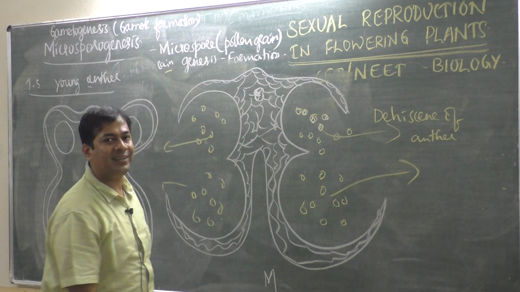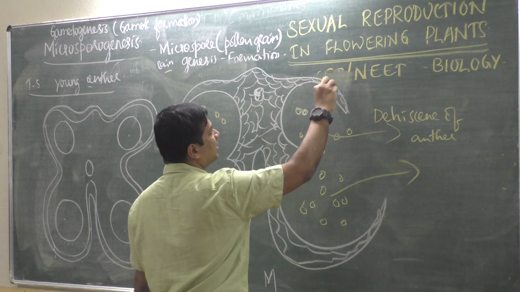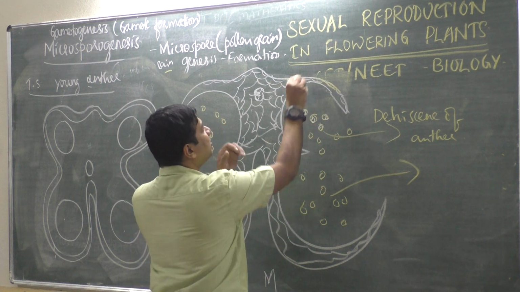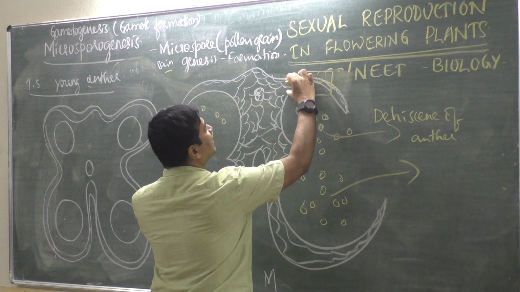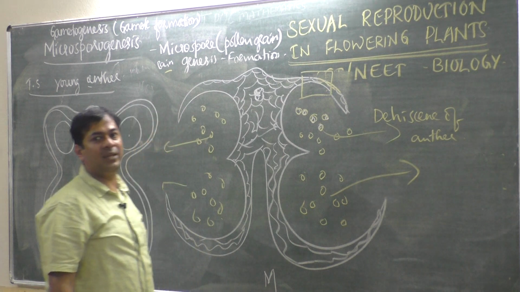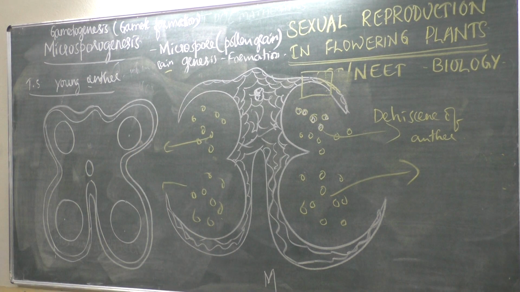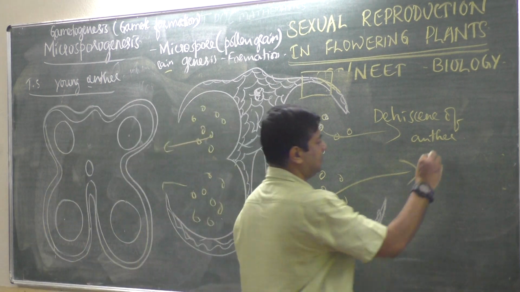Then what about the layers of this anther? Layers means, what is this outer layer? When you zoom into one small part of this layer, these cells, how does it look? How many cells are there? How many layers of cells are there? So the cell layers are like this.